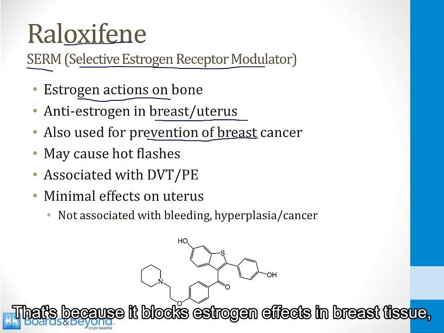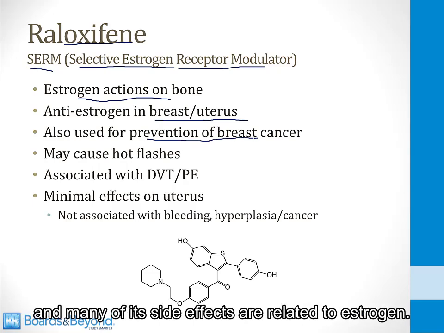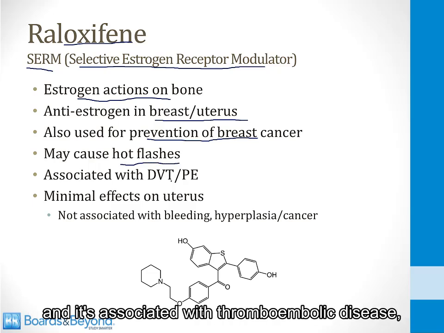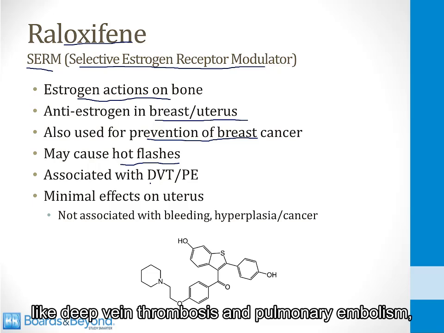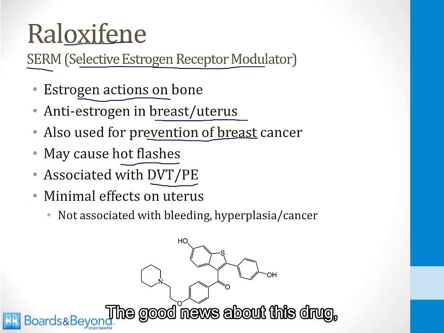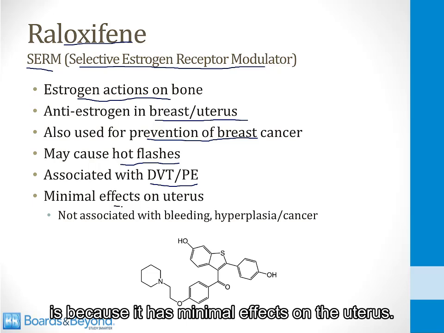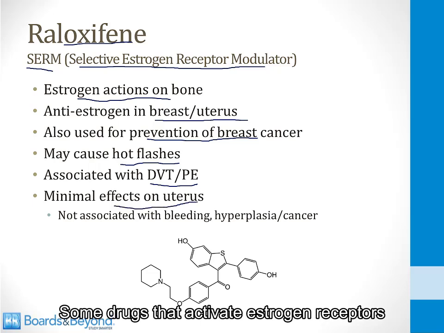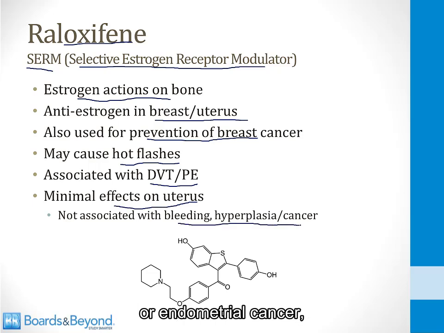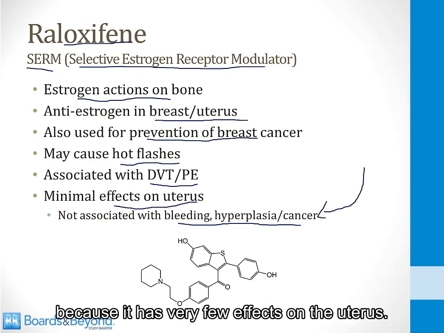That's because it blocks estrogen effects in breast tissue, and many of its side effects are related to estrogen. It can cause hot flashes by blocking estrogen effects, and it's associated with thromboembolic disease like deep vein thrombosis and pulmonary embolism, just like many other estrogen drugs. The good news about this drug, and the reason it's often favored in women with osteoporosis, is because it has minimal effects on the uterus. Some drugs that activate estrogen receptors can cause bleeding or endometrial hyperplasia or endometrial cancer, but that is not seen with this drug because it has very few effects on the uterus.